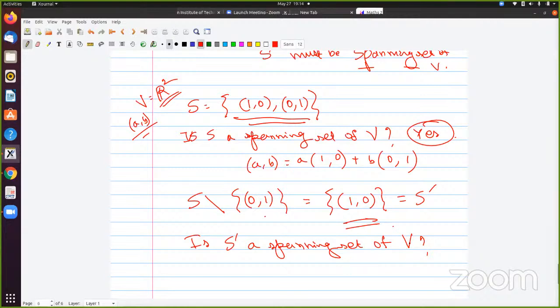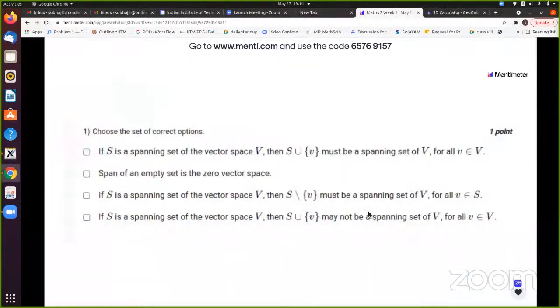Now the question is, is S prime a spanning set of V? Can every element of R2 be generated by 1 comma 0? No, right? Because 1 comma 0 can only generate the elements on the x-axis. Other elements cannot be generated by this S prime. Correct? So this answer is no. So if you see the statement, must be a spanning set of V, it is not correct.